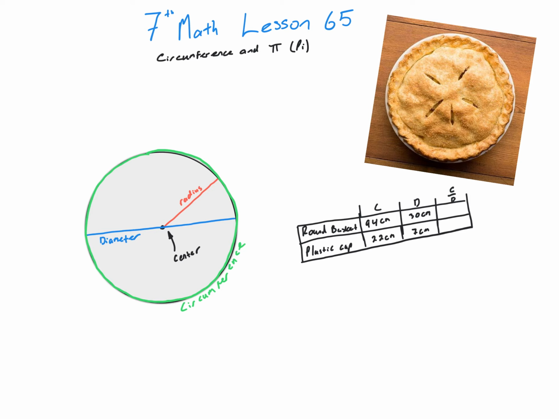Now something that's really interesting that's been fascinating mathematicians and scientists for literally thousands of years is that if you measure this length across and you measure this length around and you take the ratio of those two things, you actually get the same number no matter what the circle is, no matter how big or how small. You get the same number as long as you're pretty accurate with your measurements.